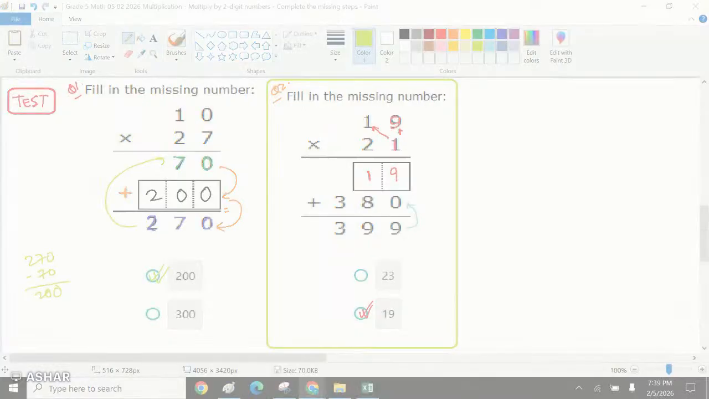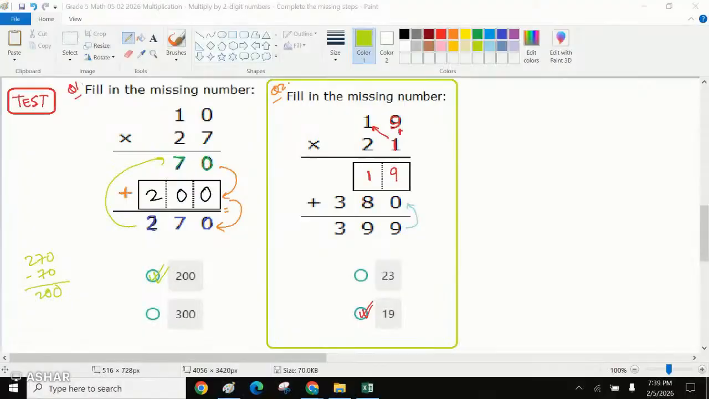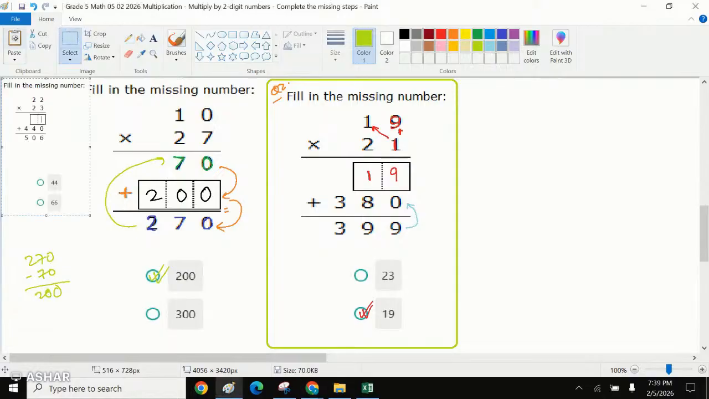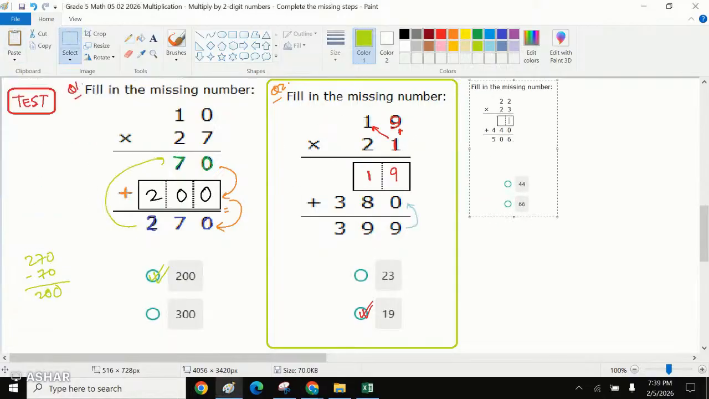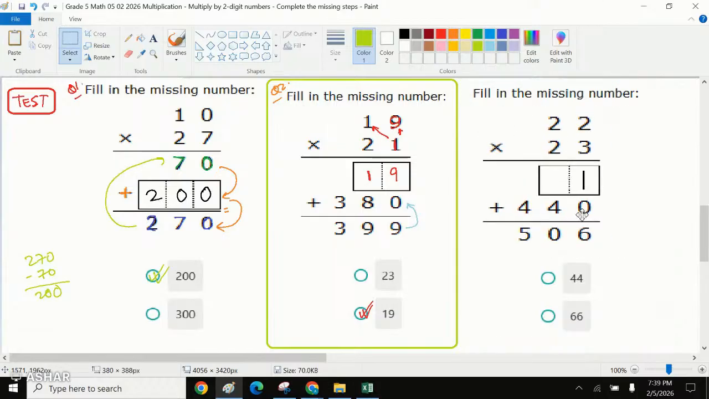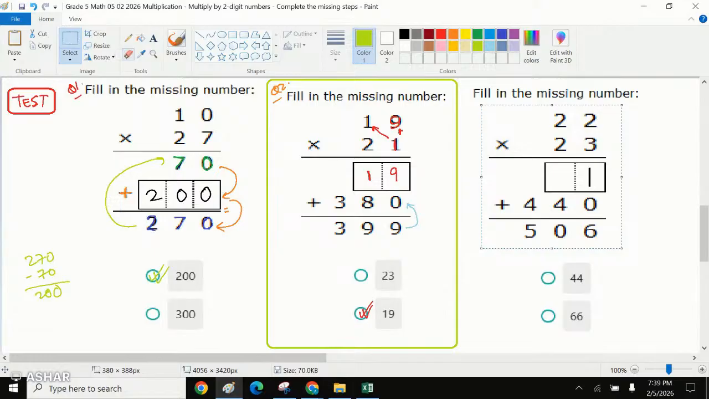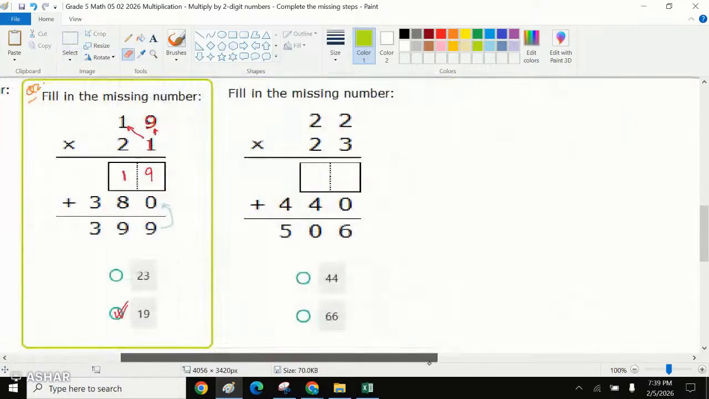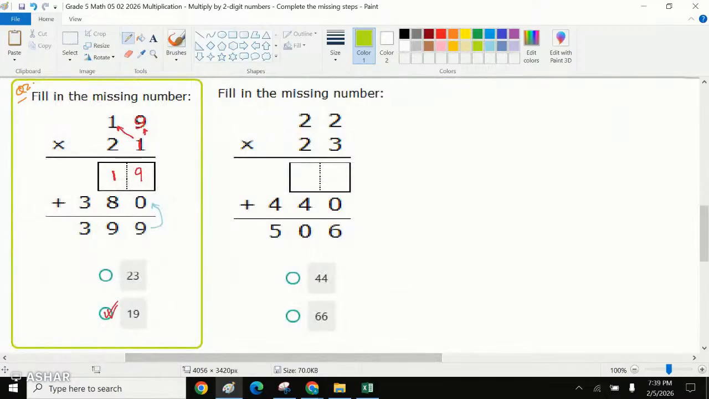Next question, fill in the missing numbers. And for question number 3, the answer should be, I'll just resize. This slash doesn't mean anything. It's just a computer-generated slash so that you can input your values. Okay, this is our question number 3.